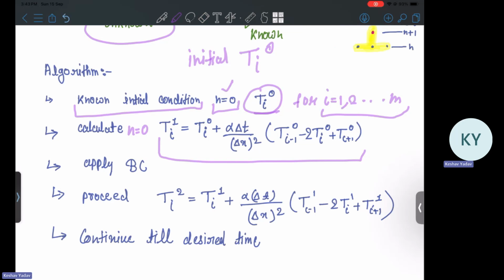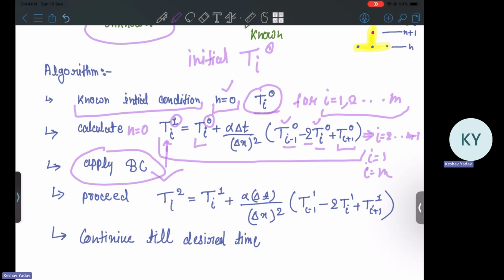So Ti at first will be equal to Ti at 0th plus alpha delta t upon delta x square, Ti minus 1 at 0th minus 2 Ti at 0th plus Ti plus 1 at 0th. These all values are known. So Ti can be found from this formula. Now we'll apply the boundary condition. This will be applicable for i equal to 2 to m minus 1. So at i equal to 1 and i equal to m, we will apply the boundary condition to find the Ti at, sorry, at 1.